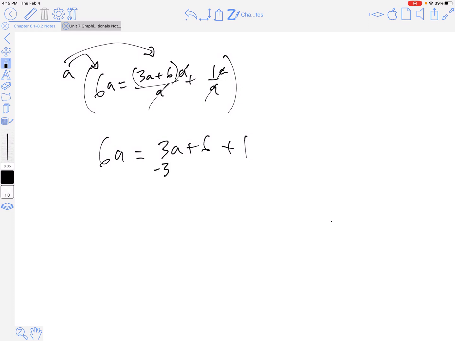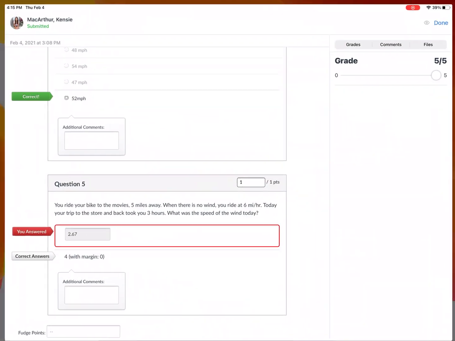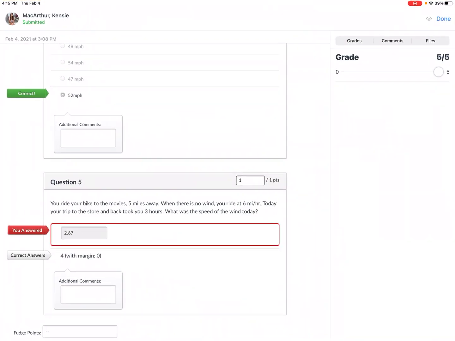Then all we have to do is treat it like a three-step equation here. So we have 3a equals 6 plus 1 is 7. We'll divide by 3, and we have a equals 7/3. Okay. All right. And then the next one, I did have a typo, but the typo shouldn't have ruined your math.